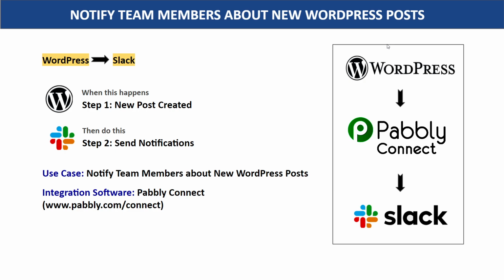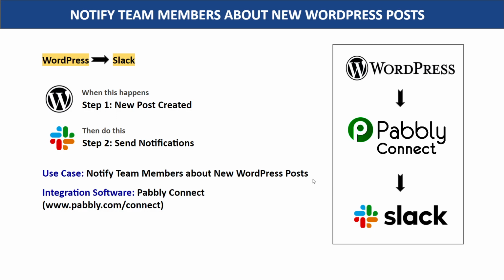Hello everyone. So in this video we will learn how to notify team members about a new WordPress post. Imagine this, you have created an awesome WordPress post. The idea is that you want to share it with your followers on Slack. Here you have two choices. The first choice is to copy the content, download the image and paste the same into Slack. Now the problem with this approach is it's actually very repetitive and tiresome.